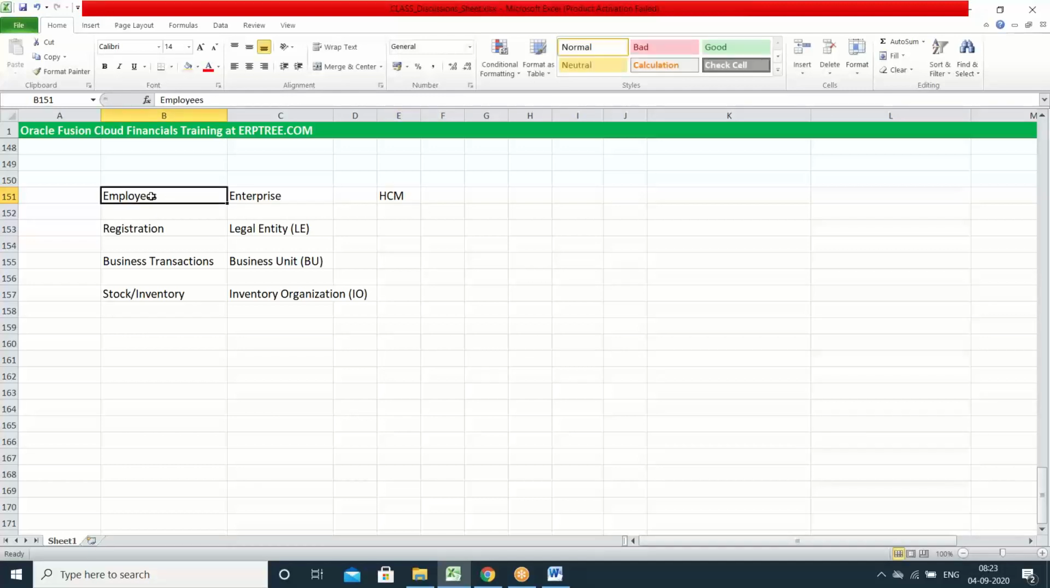To maintain the employee information, we have to create the enterprise in the system. By using the enterprise, when we maintain the employees' information in the system, we use the applications called HCM, Human Capital Management. Employees' information you can maintain with the help of HCM applications with the concept called enterprise. Within the HCM, you can have different applications, such as HR, human resource, payroll, and others.